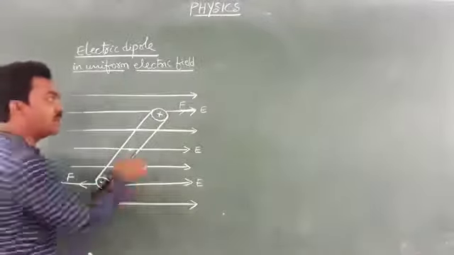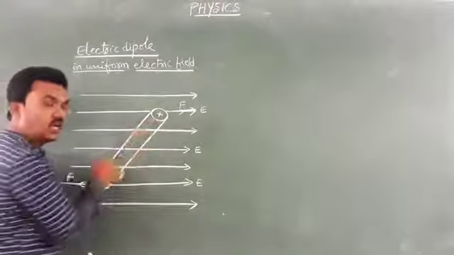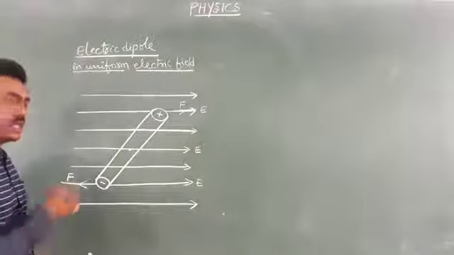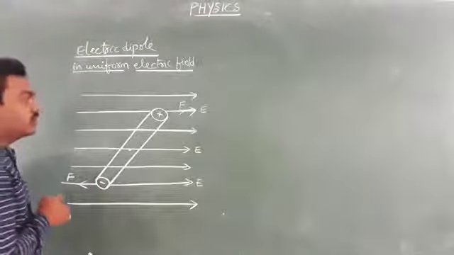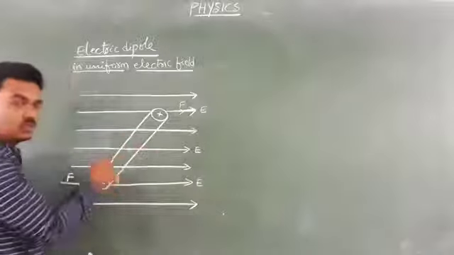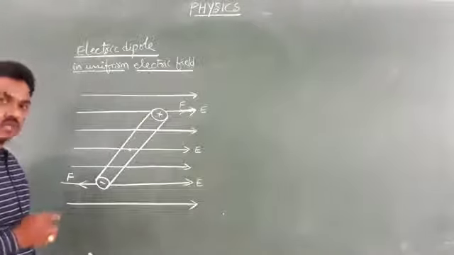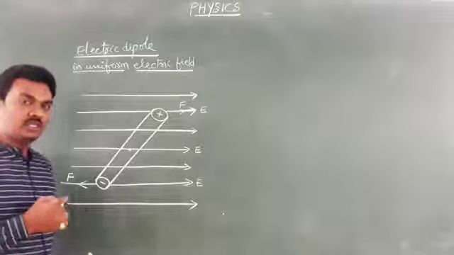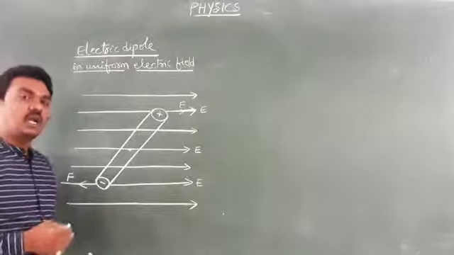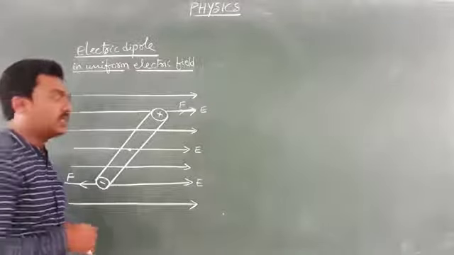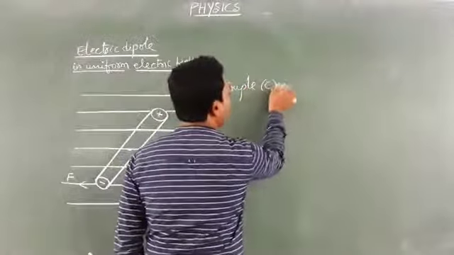Now look at the situation: the dipole in a uniform electric field is experiencing two forces which are equal in magnitude, because here F is equal to EQ, here also F is equal to EQ, since the ends of the dipole have charges of equal magnitude. So the dipole is experiencing two forces that are equal in magnitude but opposite in direction. You have learnt that whenever a body experiences two forces equal in magnitude but opposite in direction, acting simultaneously at two different points, they produce a rotational effect in the body, which is measured as a couple.